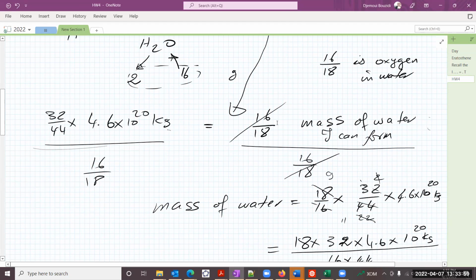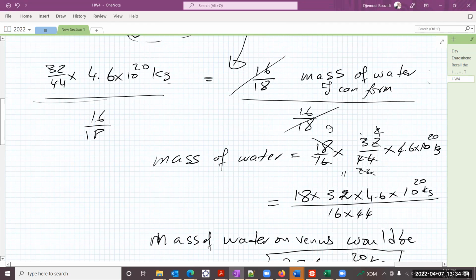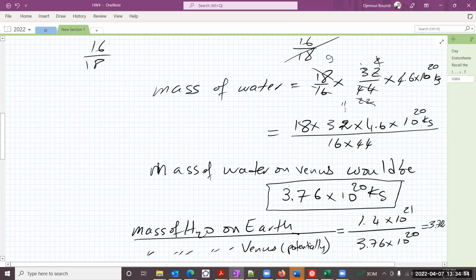So how much water can we form? All we have to do is divide both sides of the equation by this number, and we end up with a mass of the water being 18 over 16 times 32 over 44 times the mass of the current carbon dioxide in the atmosphere of Venus. So this is how much water we're going to end up with. If we plug in the numbers in the calculator, this is how much mass of water we're going to end up with, potentially, on the planet Venus. If we somehow extract all of the carbon dioxide from the atmosphere and convert it into water, we end up with this number.